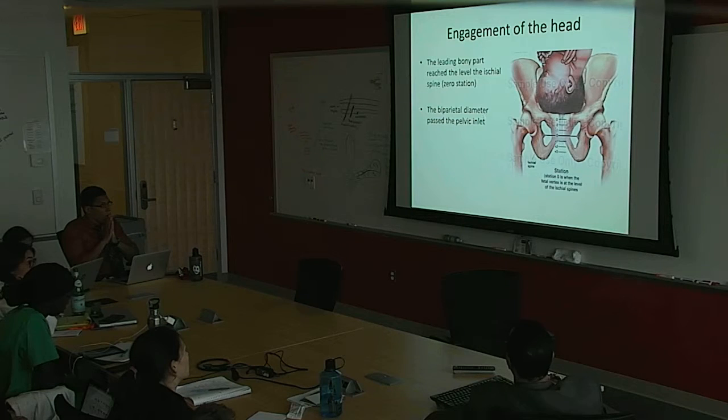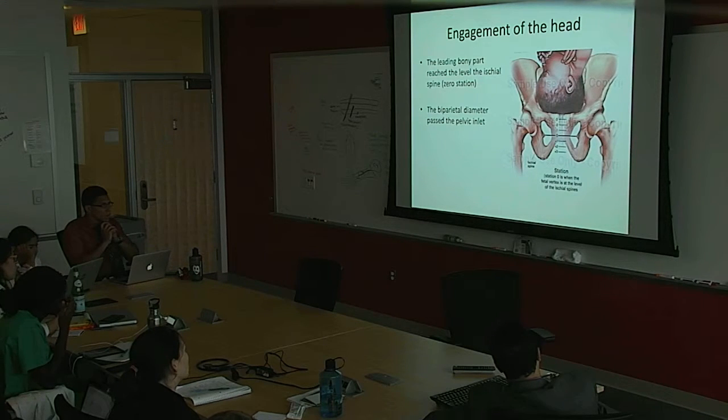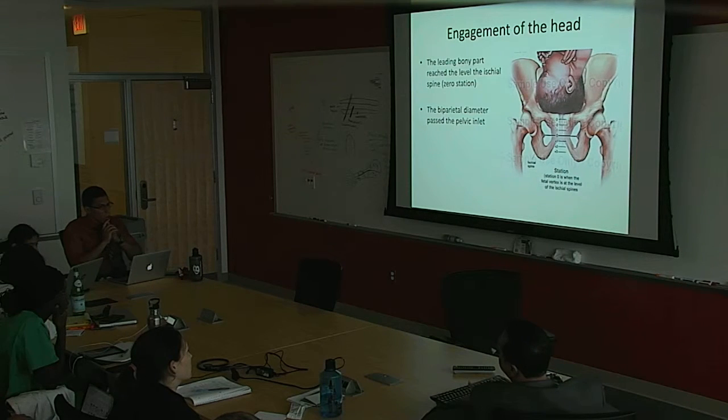The biparietal diameter has passed the pelvic inlet. When the leading bony part reaches the level of the ischial spine, it means that the biparietal diameter, which is the largest diameter, has passed the pelvic brim. So what does that mean? This distance from zero to the pelvic rim is equal to the distance between the lowest part of the head and here, the biparietal diameter. So if you feel this here, it means that the biparietal diameter has passed the pelvic inlet. It's coming down, it went into the pelvis, and that's what's called engagement.